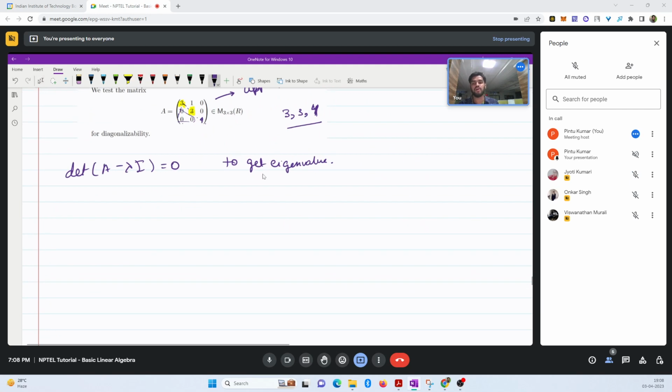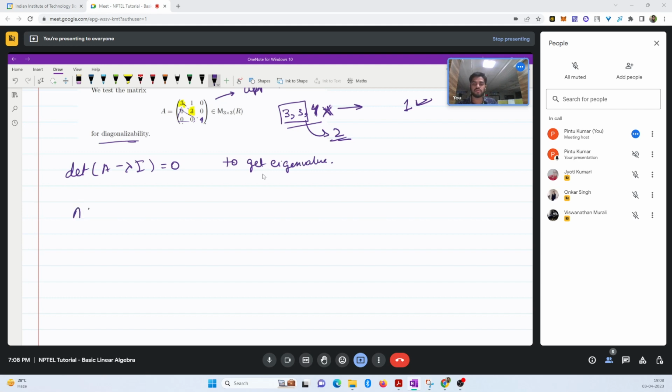Okay, so the eigenvalues are 3, 3, 4. Now we have to find again the multiplicity of this, which is 2 over here. If we have to check the diagonalizability, we just need to test whether it is diagonalizable or not. So we can just ignore this 4, because if you have anything with multiplicity 1, there will always be an eigenvector corresponding to it. You need not worry about it.